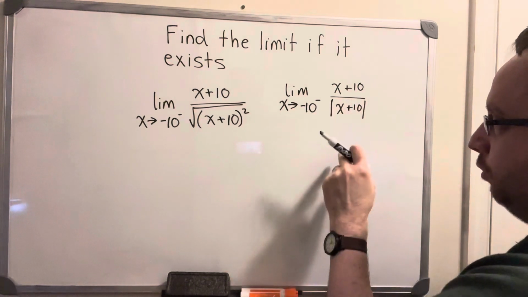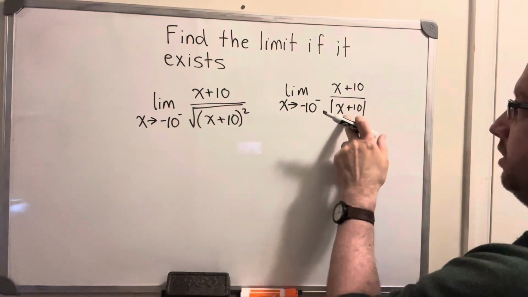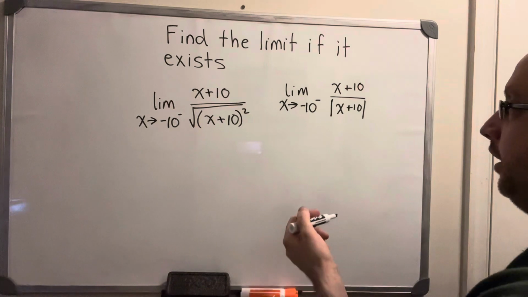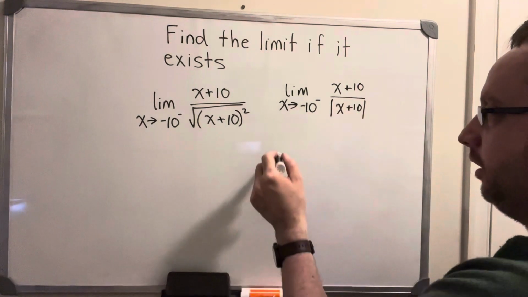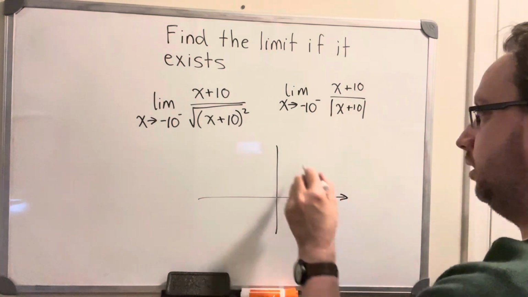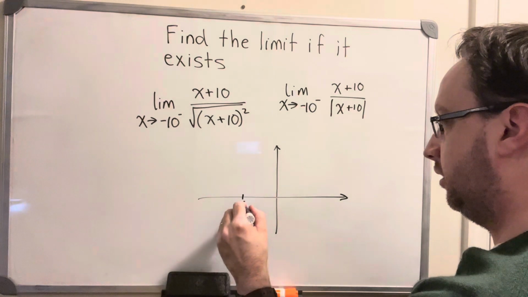Think about where this function is not defined. Where does this function have a 0 in its domain? Because division by 0 is undefined. At negative 10, right? So let's sketch the graph. Let's say that negative 10 is right here.